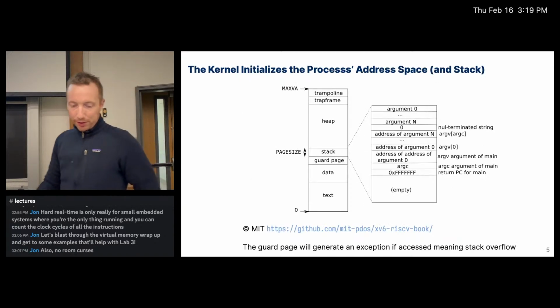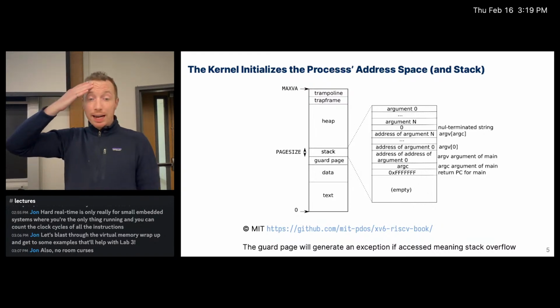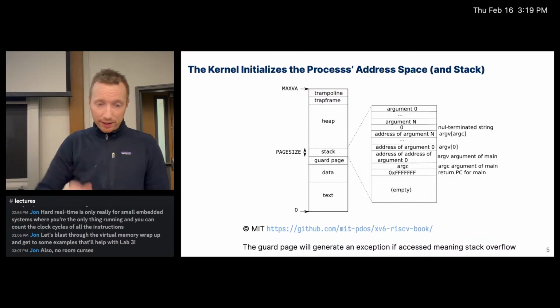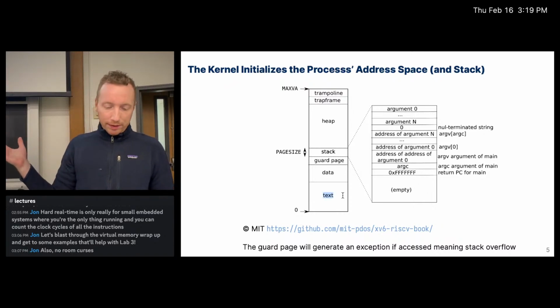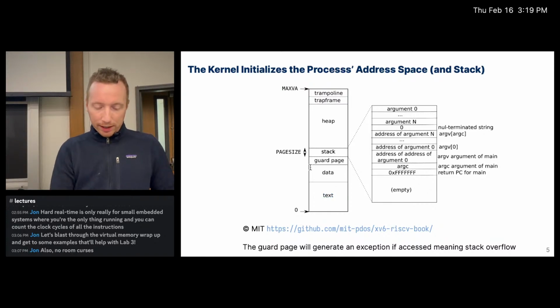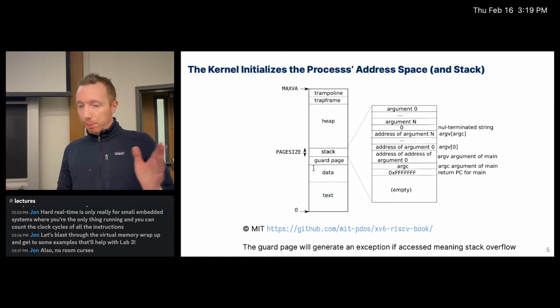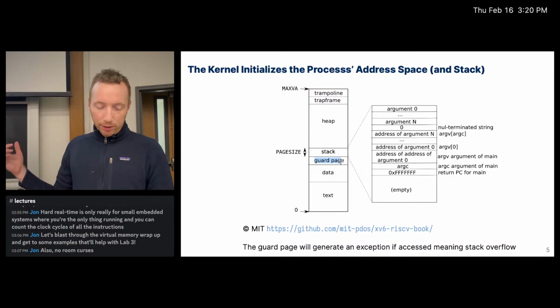So the kernel initializes the process's address space. It looks something like this. It will have some region. Text is just a way to say code. That's where basically the ELF file will be. It'll use part of the address space for data, which is your global variables, and then generally your stack.